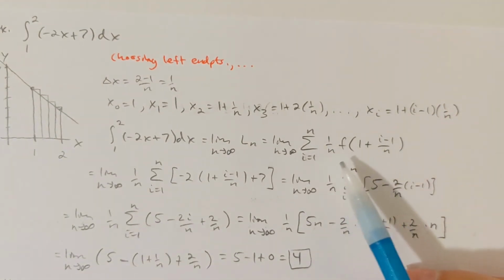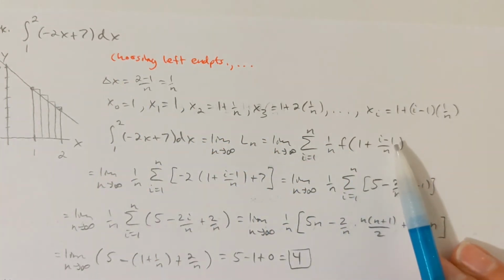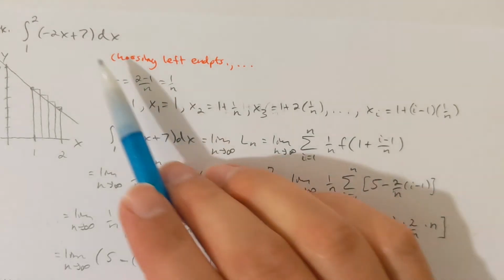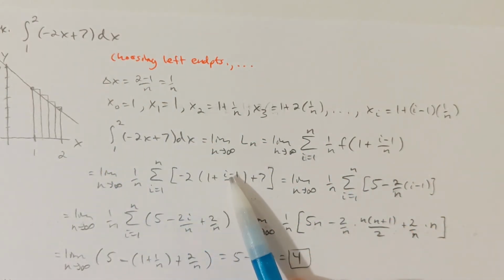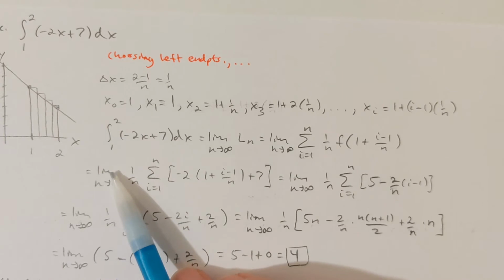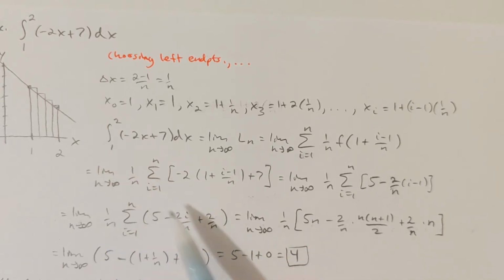And so where I see x, I'm just going to replace that with 1 plus (i minus 1) over n. And so that's what I've done in the next line here. I've replaced x with 1 plus (i minus 1) over n. 1 over n is a constant that can come out of my sum. Now, of course, the limit is in terms of n, so I can't bring that outside of my limit. Okay, be careful about that.